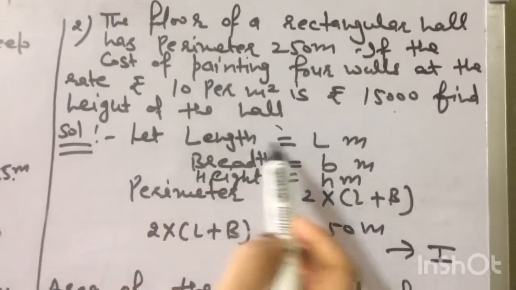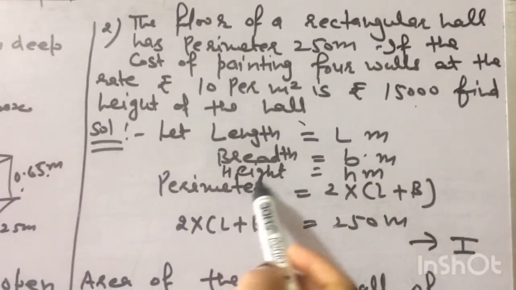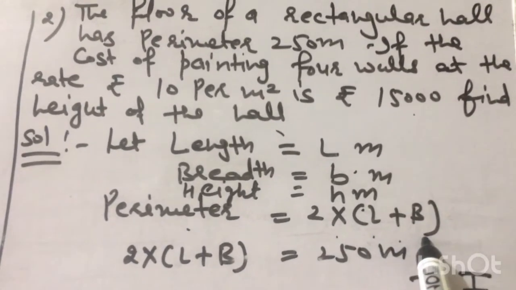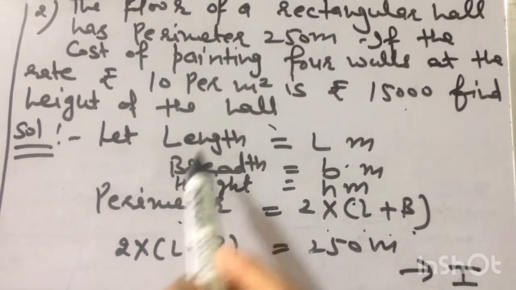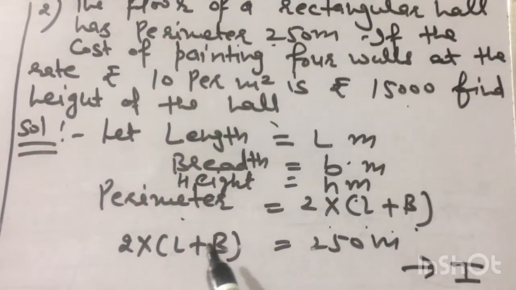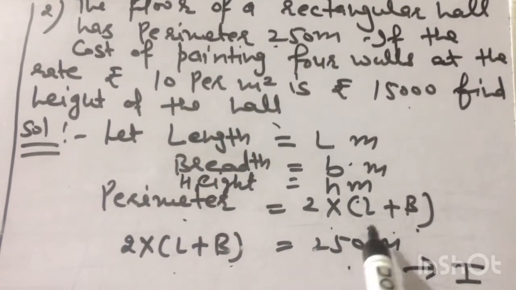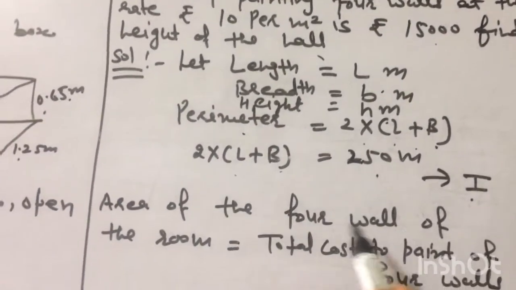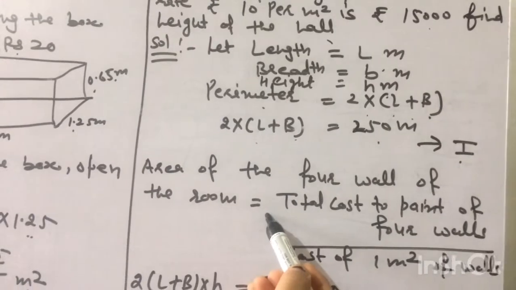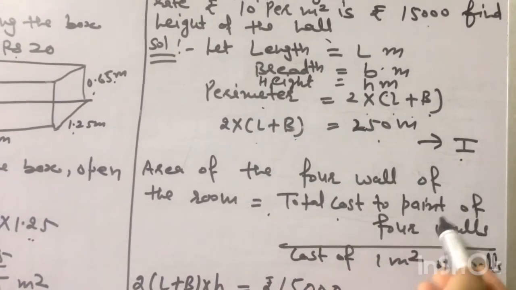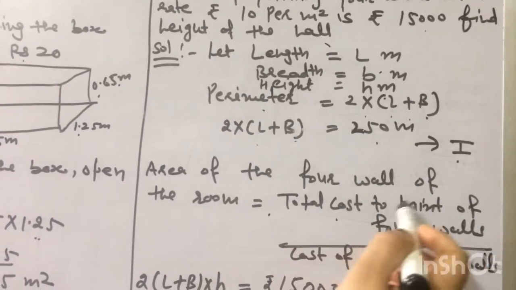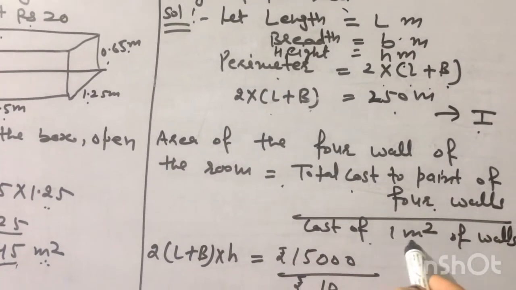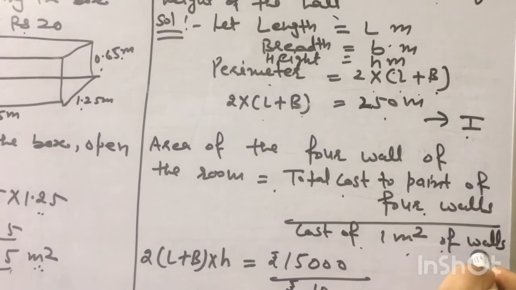Let the length be L meter, breadth be B meter and the height be H meter. Perimeter is 2 into (L plus B), we all know the formula. Now perimeter is already given, 250. 2 into (L plus B) equal to 250. This is equation 1. Now area of the 4 walls of the room equal to total cost to paint the 4 walls by cost of 1 meter square of 4 walls.